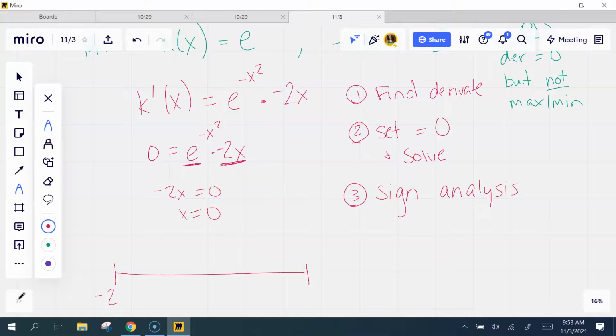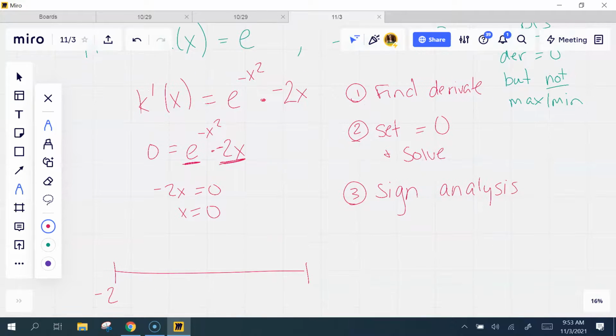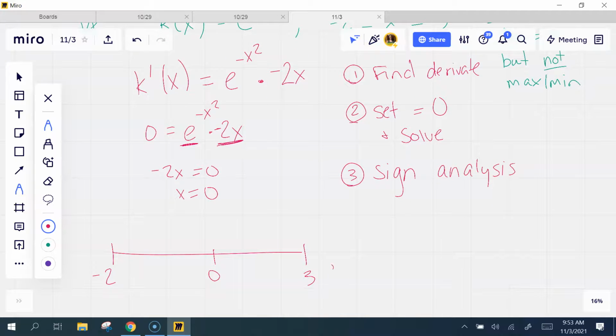Endpoints, -2 and 3. And I'm going to put the 0 on here. Okay. This is going to be what my derivative is doing, but it's going to tell me what my function is doing. Because remember, when the derivative is positive, my function is increasing. When my derivative is negative, my function is decreasing. It's going to tell me if this point is stationary, max, or min. And then I'm going to check and see which one is higher or lower than the others.